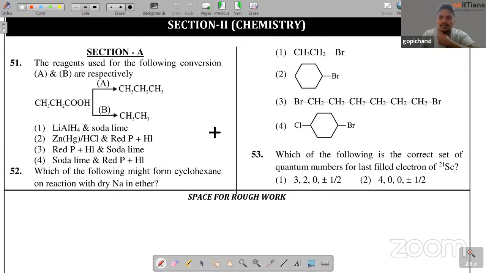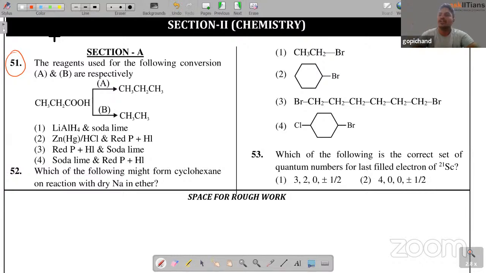Okay, so going forward, students, make sure that I will give you 2 minutes of time to solve the question. Right now I hope you guys are understanding the question number one. The reagents used in the following conversion A and B are respectively. There is an acid, and A and B are the reagents given. One is an alkane and another one is also an alkane.